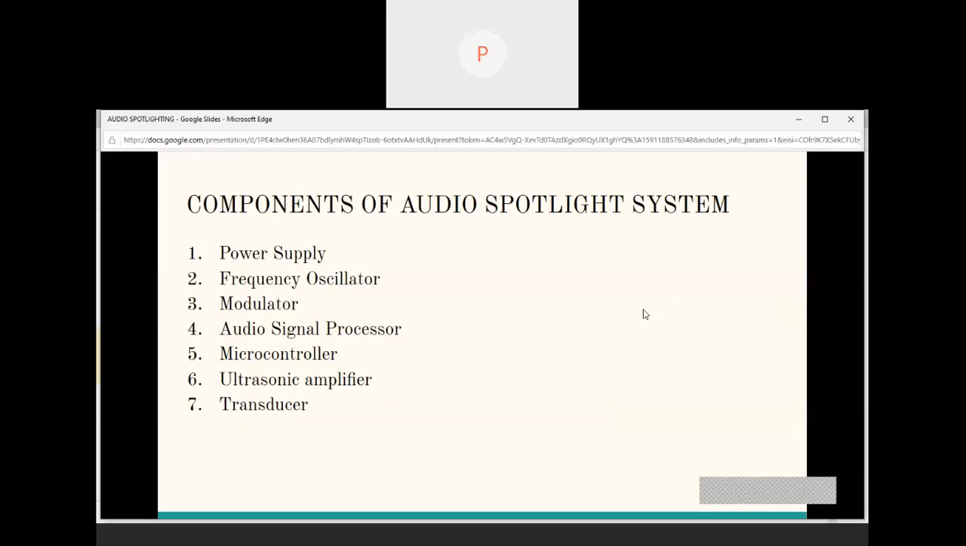Now let's see what constitutes this audio spotlight device. The components of the audio spotlight system include power supply, frequency oscillator, modulator, audio signal processor, microcontroller, ultrasonic amplifier, and transducer. Let's discuss one by one.